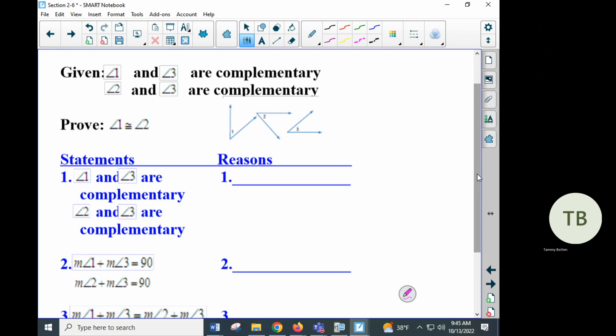Okay, so that's what this is. So they're giving us two different givens. So for step one, we're going to say given. Okay. And so what they're telling us here is these two are complementary and these two are complementary. And we want to prove that these two then would be congruent.